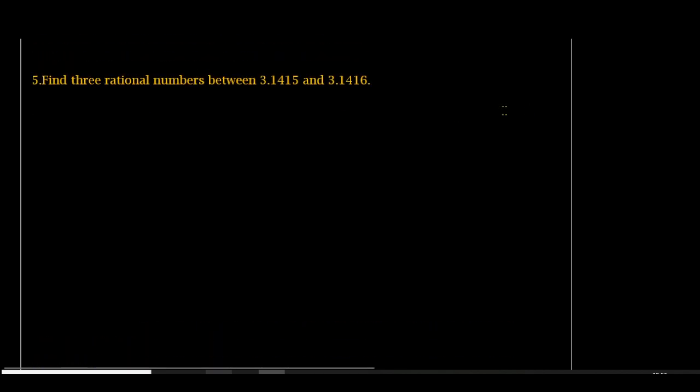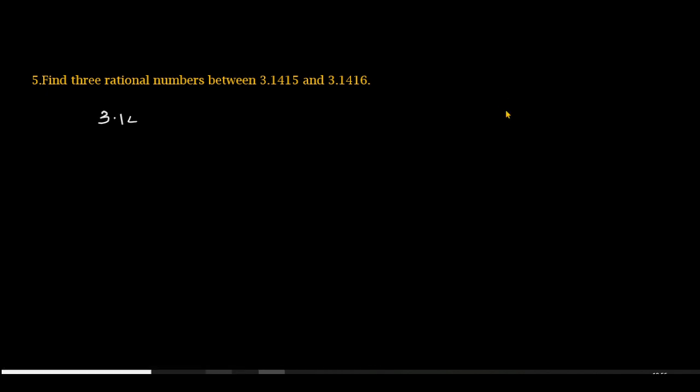Next, find 3 rational numbers between these two numbers. Two decimals are given, 3.1415 and 3.1416. You need to find any rational in between these two. You know, in between any two numbers, infinitely many rational numbers are there. So when the decimals are given, here 4 digits and here also 4 digits, you can include any digits after the decimal point, no issue.